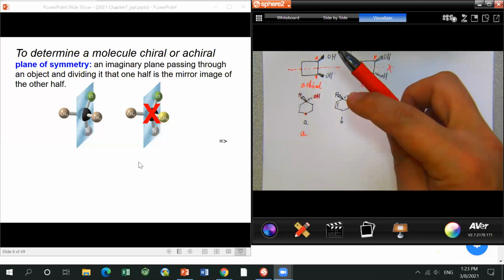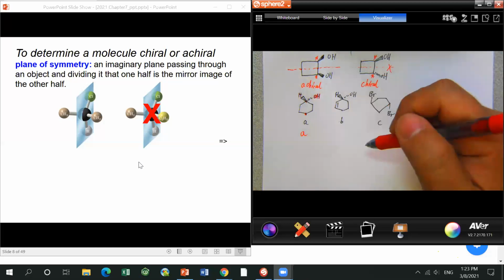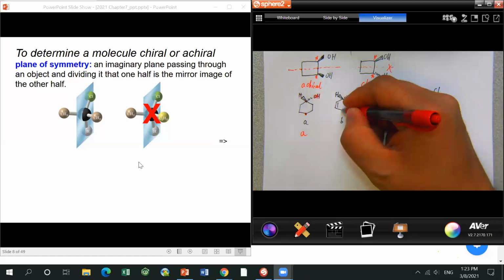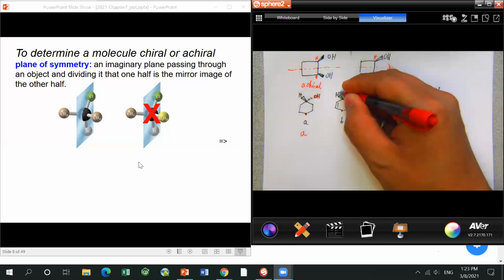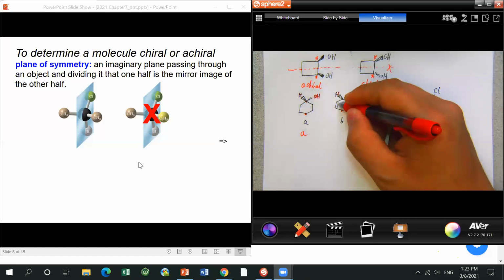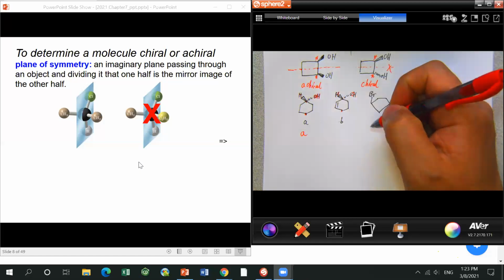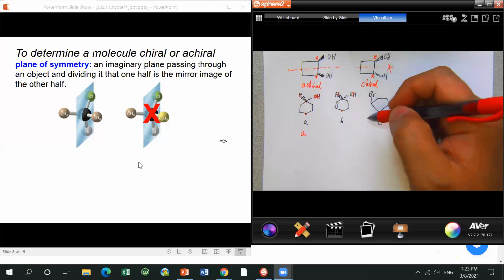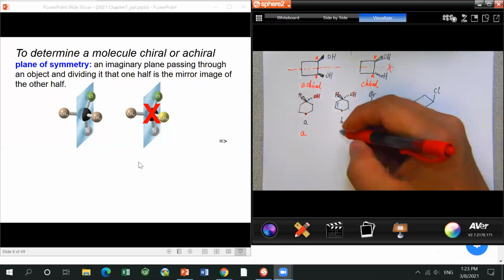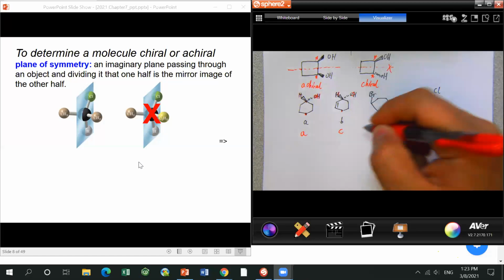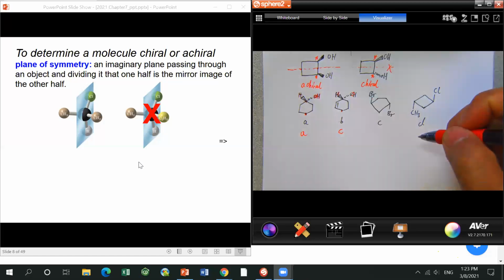So you can find a symmetry plane. But for B, if you do the same thing, cut through these four atoms, then on the left is your double bond and on the right will be a single bond. They won't be mirror images of each other. So this molecule B should be chiral. Just use the label chiral.